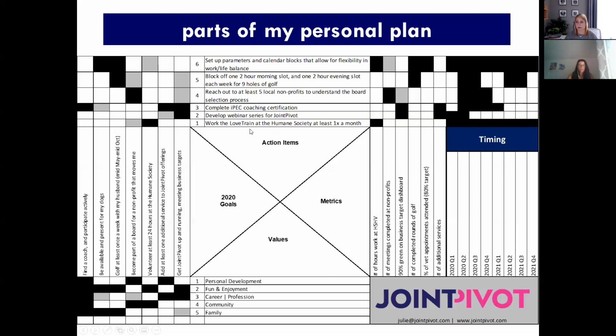And then if I go look at my action items and I say, let's say completing my IPAC coaching certificate, that's going to help get Joint Pivot up and running. It's going to help add at least one additional service to the Joint Pivot offerings. It's also going to help me find a coach and participate actively, because there's a very strong mentor and peer coach component to that, where I get coached weekly right now, and I'll have about, I think, 24 hours of coaching done by the time I'm done with the program.